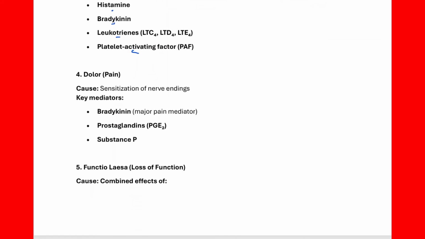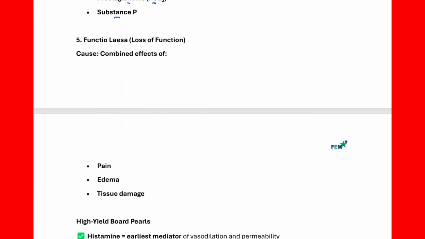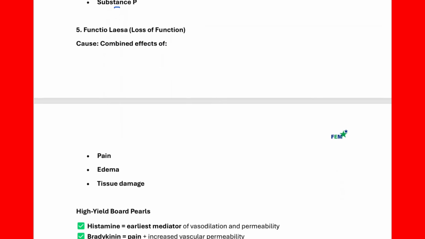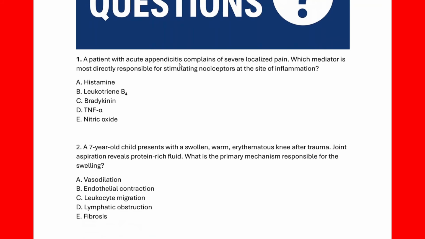The next cardinal sign of inflammation is dolor, which is pain. And what's causing this is sensitization of the nerve endings. And the key mediators here include bradykinin, which is the major pain mediator. We have prostaglandin E2, and we have substance P. And these are the key chemical mediators for pain. And then the last one is loss of function. So everything we talked about, the pain, the swelling, and the tissue damage, all this could lead to loss of function.